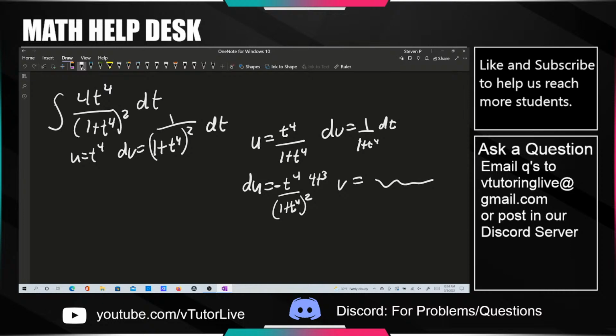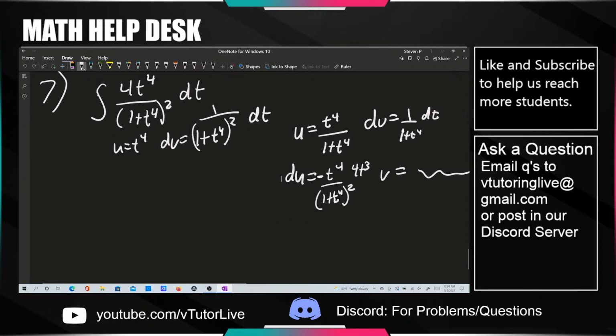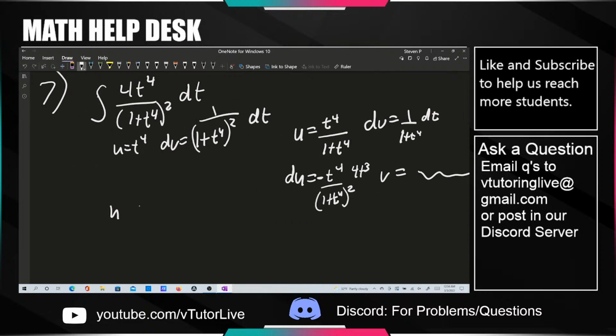There are other splits we can try. What if we tried u is equal to 1 plus t to the fourth? Or rather, let me rewrite the integral. We can rewrite it as, let's move the 4 in front. Doesn't really matter, right? 4t cubed times 1 over t dt. And what if we just did 1 over (1 plus t to the fourth) squared?